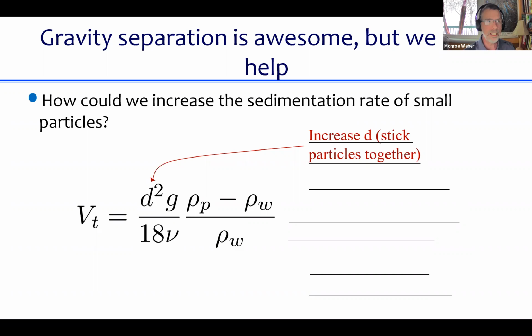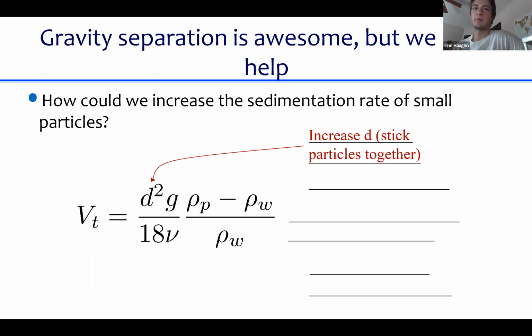And I'll open it up for anyone. What could you do to decrease the viscosity of the water? Because you want to increase the terminal velocity, so you've got to decrease the things that are on the bottom of this equation. What could you do to decrease viscosity of water?